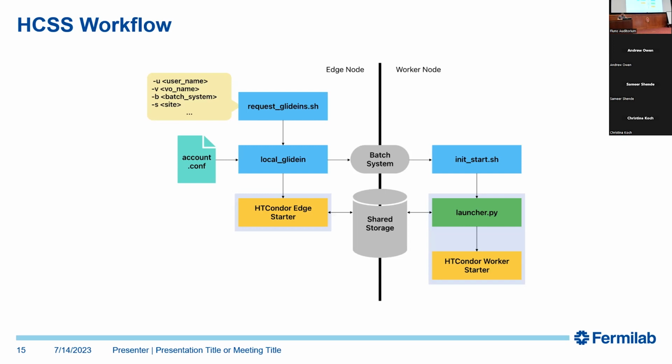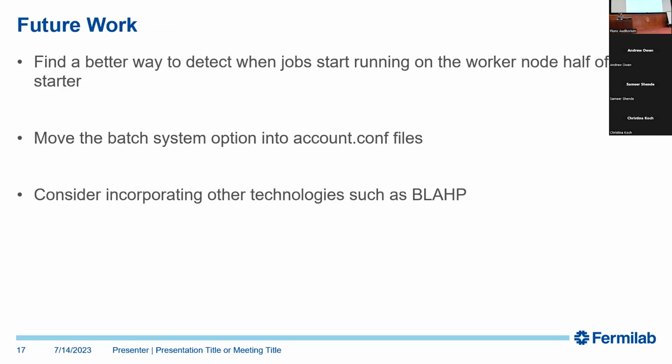This is something that we haven't been able to solve yet, but it would be really nice to solve before we actually go into a bigger scale production with it, because it can be really misleading for the user to see jobs running when it's not actually the case.